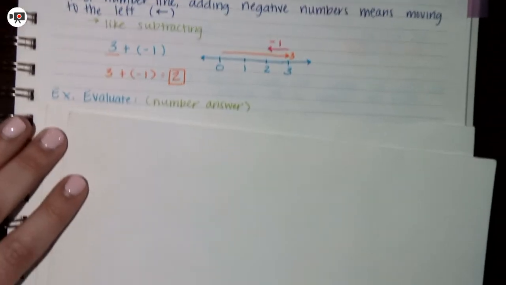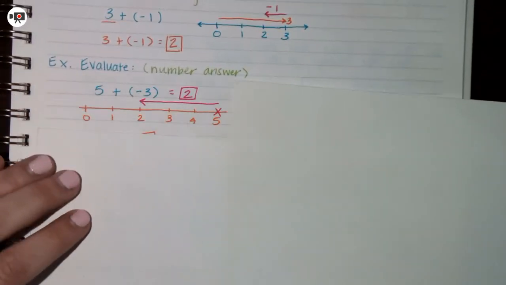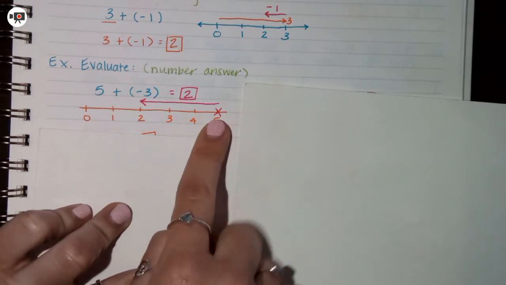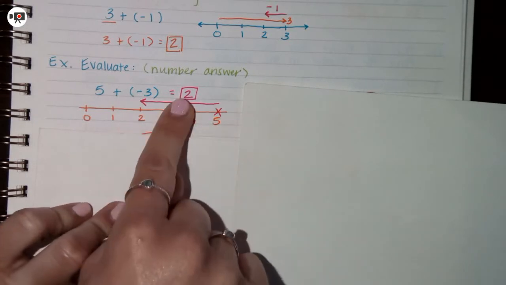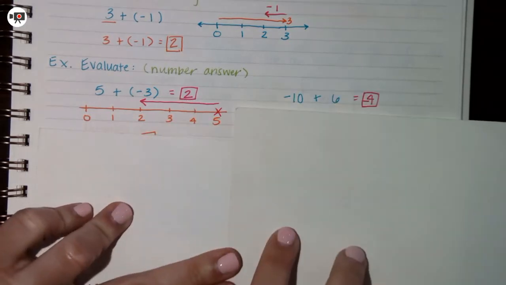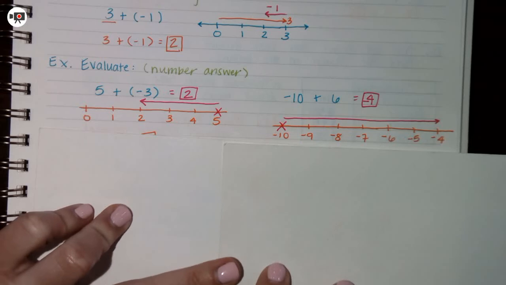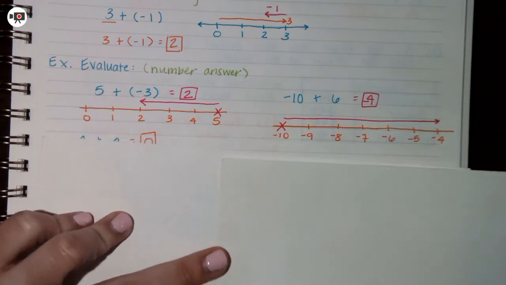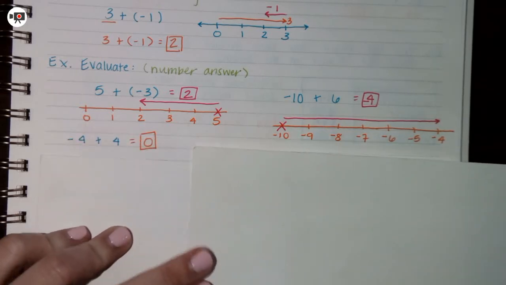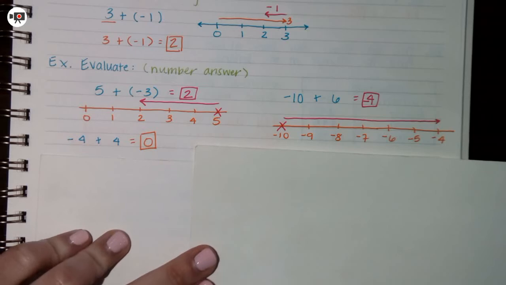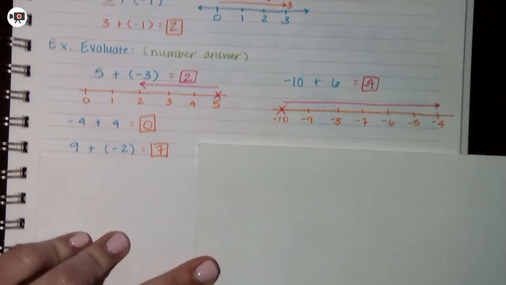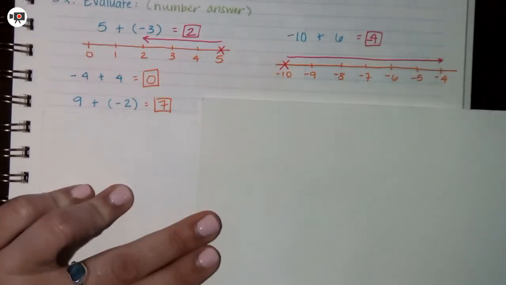So we're going to evaluate, which means find a number and answer. For 5 plus negative 3, we're starting at 5, moving to the left 3, so that is 2. Negative 10 plus 6, starting at negative 10, moving to the right 6 is negative 4. Negative 4 plus 4, that would be 0. And 9 plus negative 2 is 7.